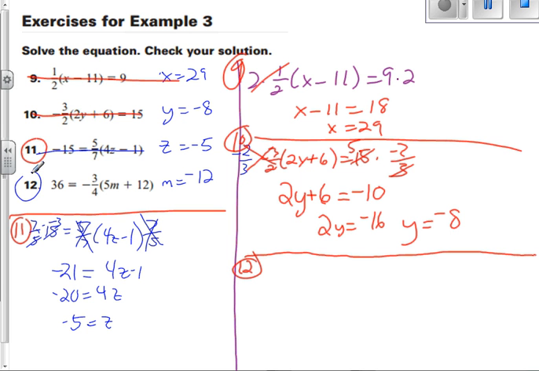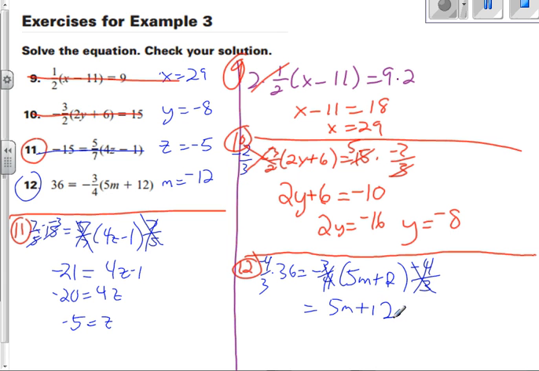All right, maybe this can hang on before it wants to hang up again. So we have 36 is equal to negative 3/4 times in parentheses 5m plus 12. All right, so I'm going to multiply by the reciprocal, negative 4/3 on both sides. So this will equal 1, and you are left with just 5m plus 12. And then on this side, I'm going to simplify a little bit, so I have negative 48 is equal to 5m plus 12.